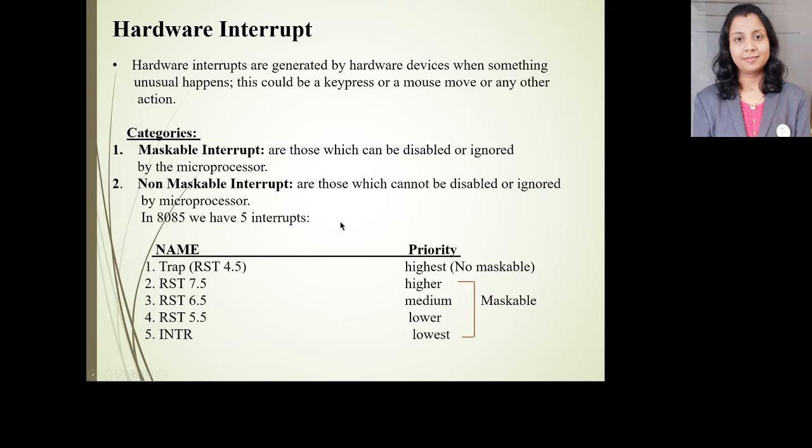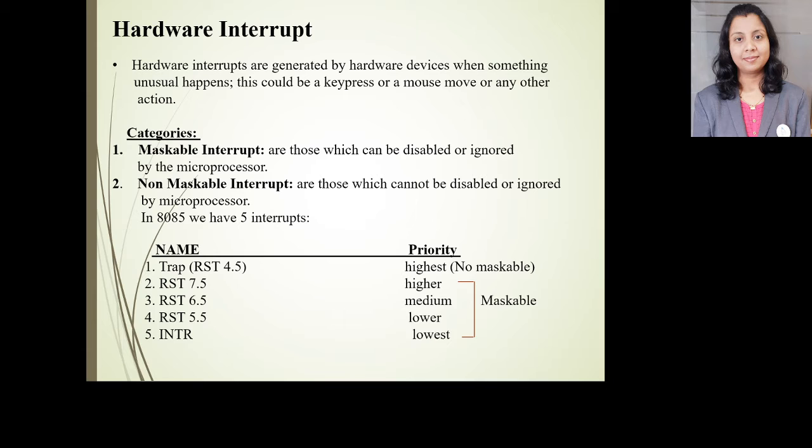Next, we'll move on to hardware interrupts. Hardware interrupts are generated by hardware devices or peripheral devices when something unusual happens, for example a key press or a mouse move or any other action. There are two categories of hardware interrupts: maskable and non-maskable. Maskable means those interrupts which can be disabled or ignored by the microprocessor once they occur. Non-maskable means these interrupts cannot be disabled or ignored by the microprocessor. The microprocessor has to attend to this interrupt.